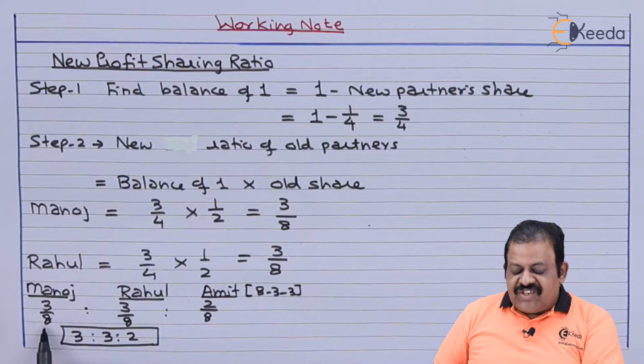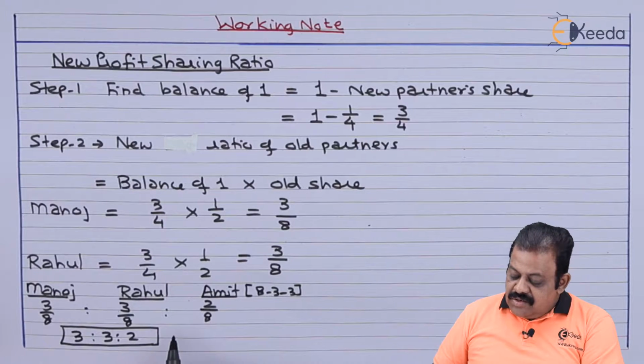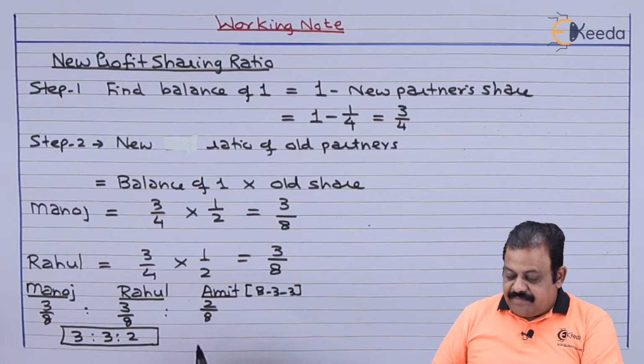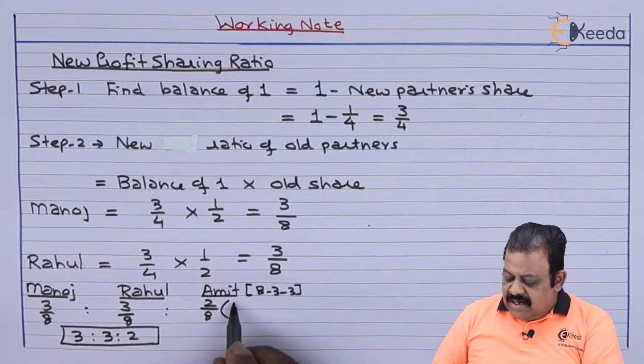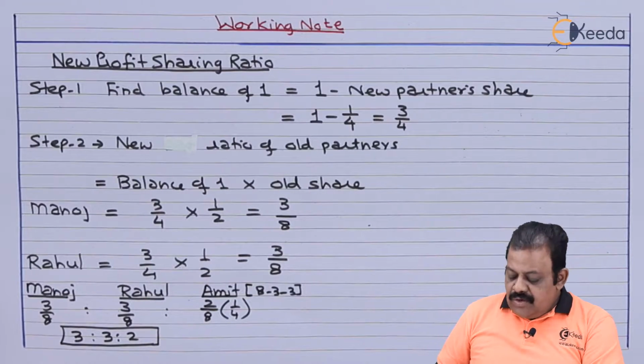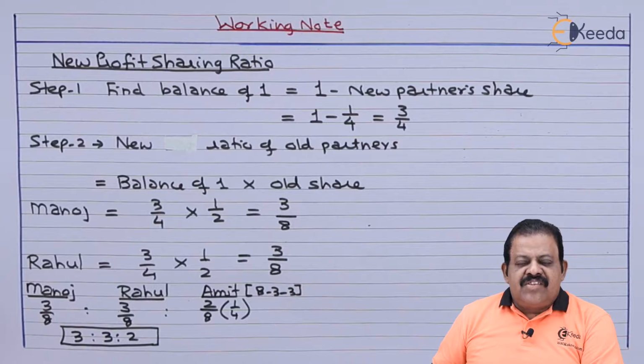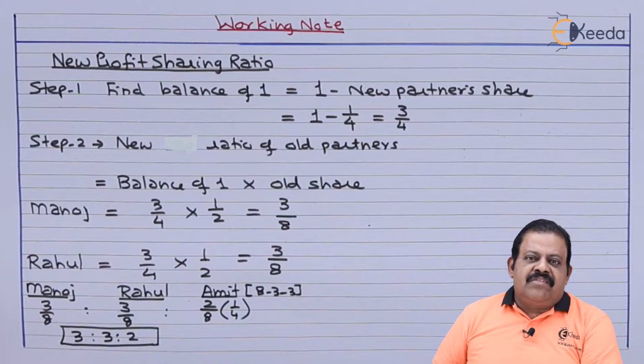So the new profit sharing ratio is Manoj 3/8, Rahul 3/8 and Amit, out of total 8 shares, 3 are given to Manoj, 3 are given to Rahul. So Amit's share will be 2/8. 2/8 is nothing but 1/4. So we got the new profit sharing ratio 3:3:2. In this ratio now we are required to decide capitals of old partners.